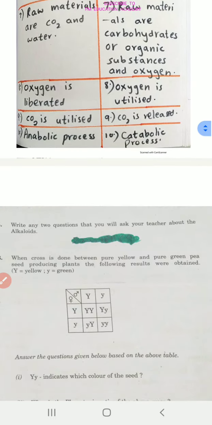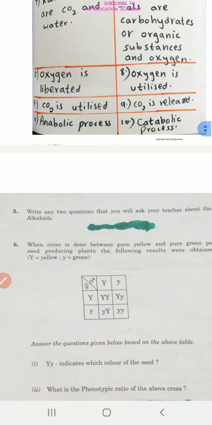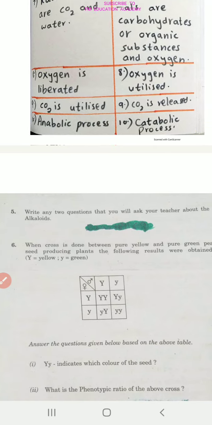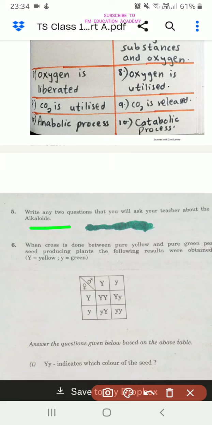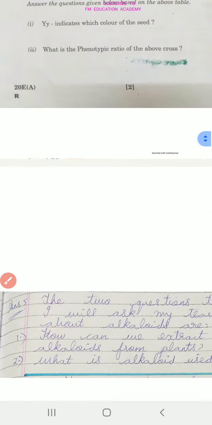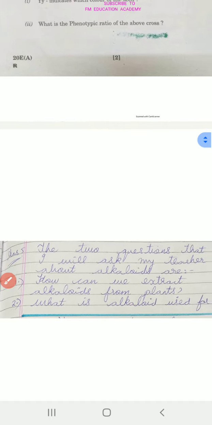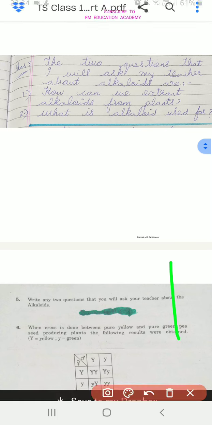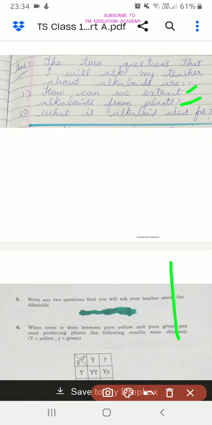for answer number 4. Now question 5 is, write 2 questions that you will ask your teacher about the alkaloids. So the 2 questions that I will ask my teacher about alkaloids are, first question, how can we extract alkaloid from plants? What is an alkaloid used for?